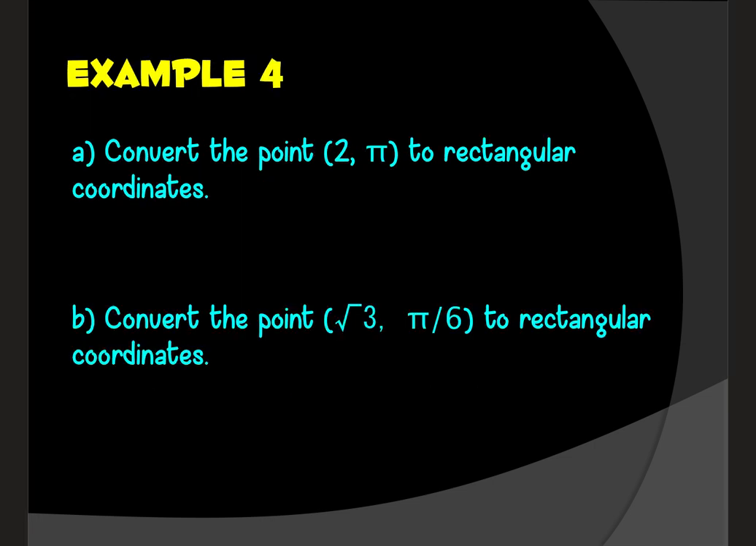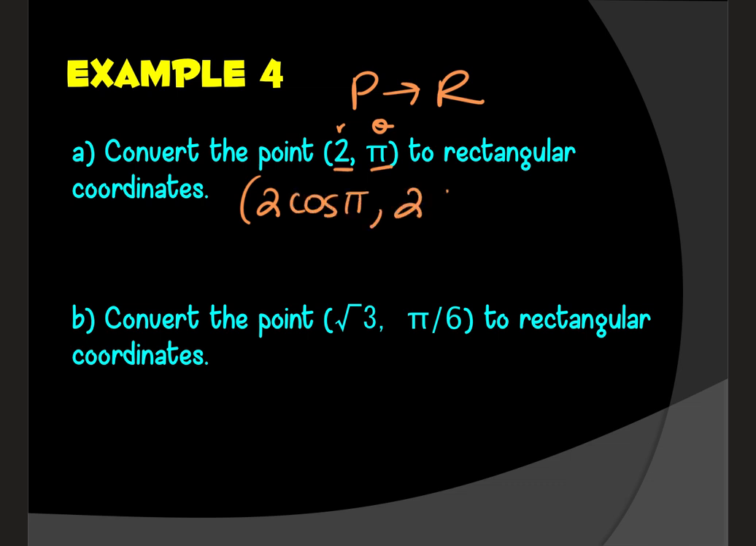All right, so we're going to do these. These are polar to rectangular, and then we'll go back to rectangular to polar. So convert the point 2, pi to rectangular. This is my r, this is my theta. So my coordinate would be 2 cosine pi, comma, 2 sine pi.